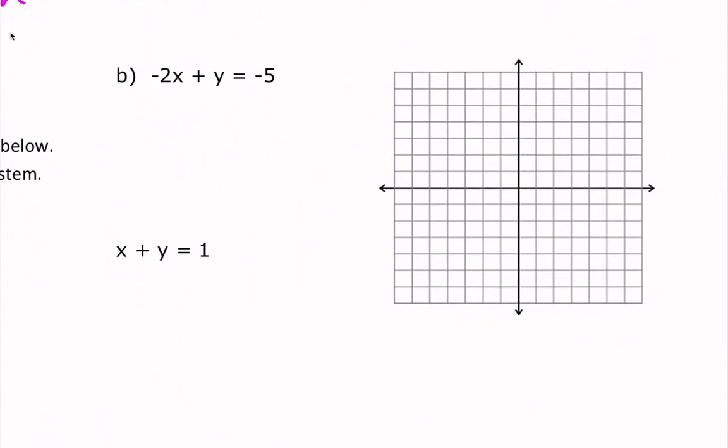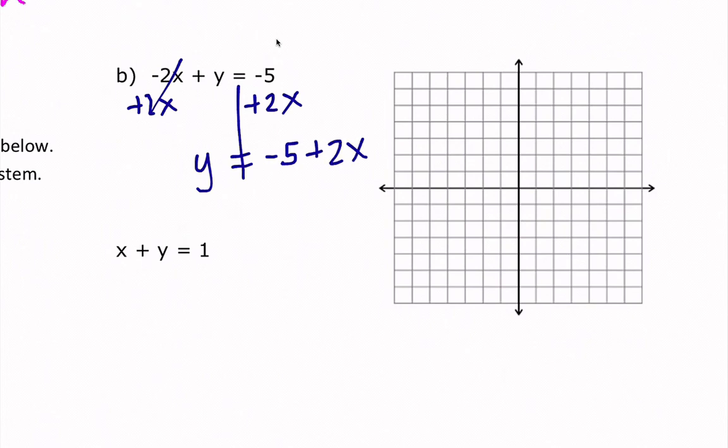Okay, unfortunately, B is going to be a little bit more work because if you look at this equation right here, y is not by itself, so I'm going to have to do that first. So I'm going to have to get rid of those -2x's by adding 2x's to both sides. So that's going to leave me with y equals -5 plus 2x.